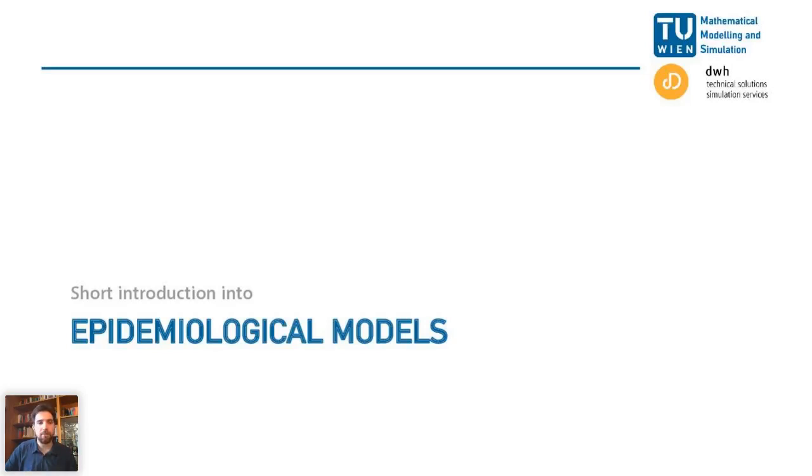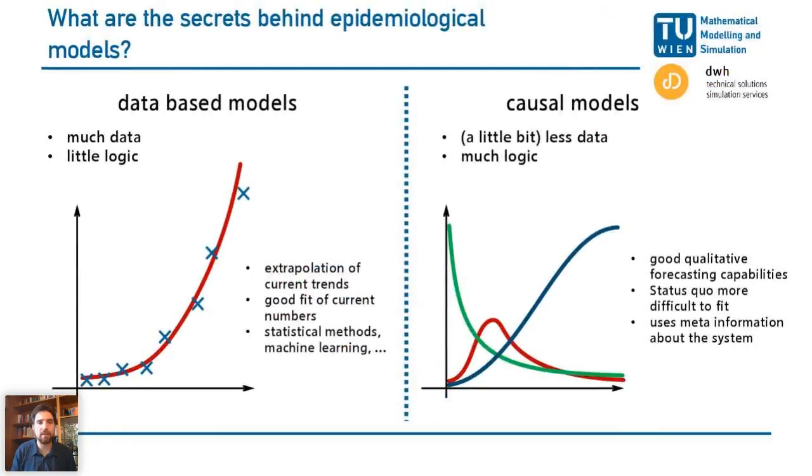When we are talking about epidemiological models, we have a very top-level classification, which basically decides whether you're using a solely data-based model or a causal model. Both of these things have been used quite a lot in recent times for forecasting. This is, so to say, the top-level classification of these kinds of models.